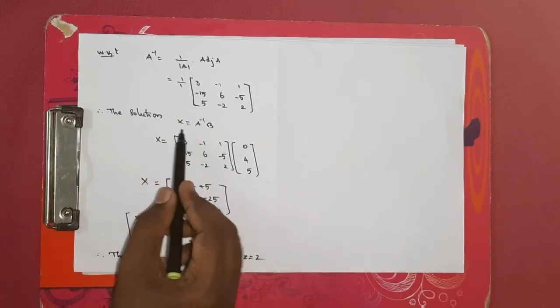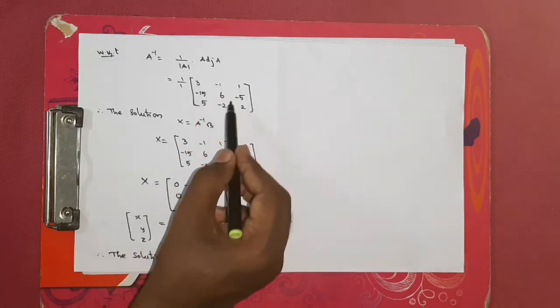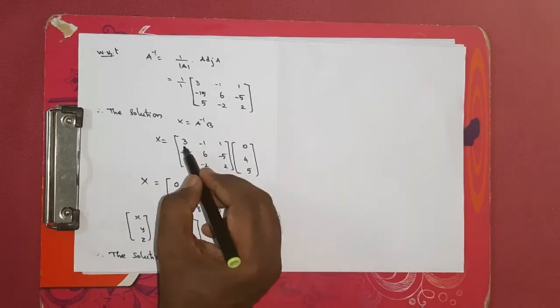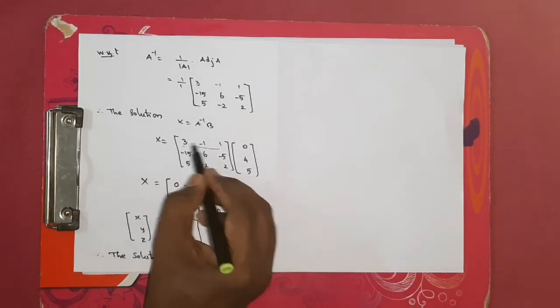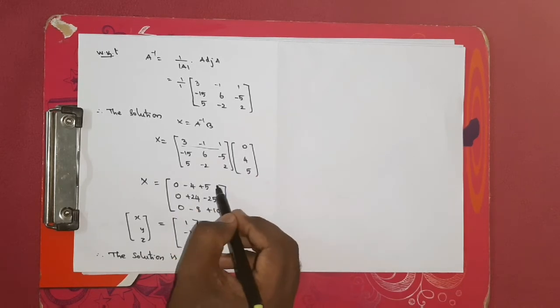What is the solution equation? X equal to A inverse B. So X equal to A inverse is the same. B matrix is taken from the question: 0, 4, 5. Now take the first row and multiply with this. 3 into 0 is 0, minus 1 into 4 is minus 4, 1 into 5 is 5.